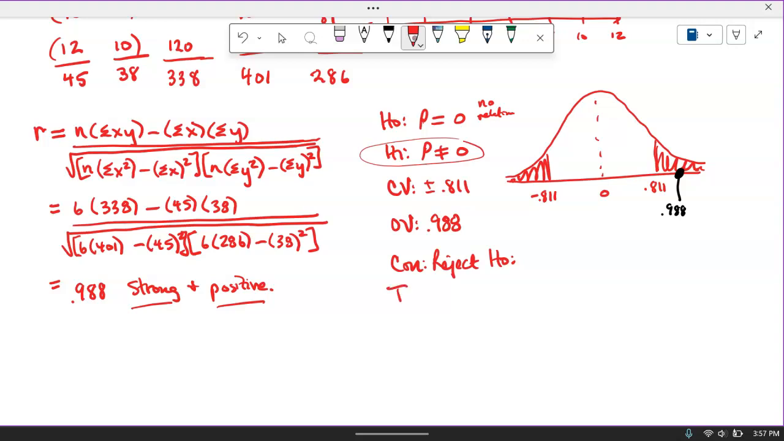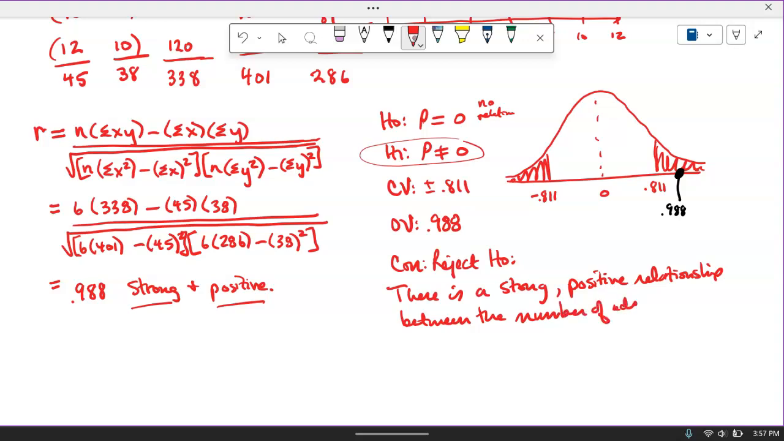So you will write, there is a strong positive relationship between the number of ads and amount in sales, in thousands, of course. And that's it. Oh, sales generated.